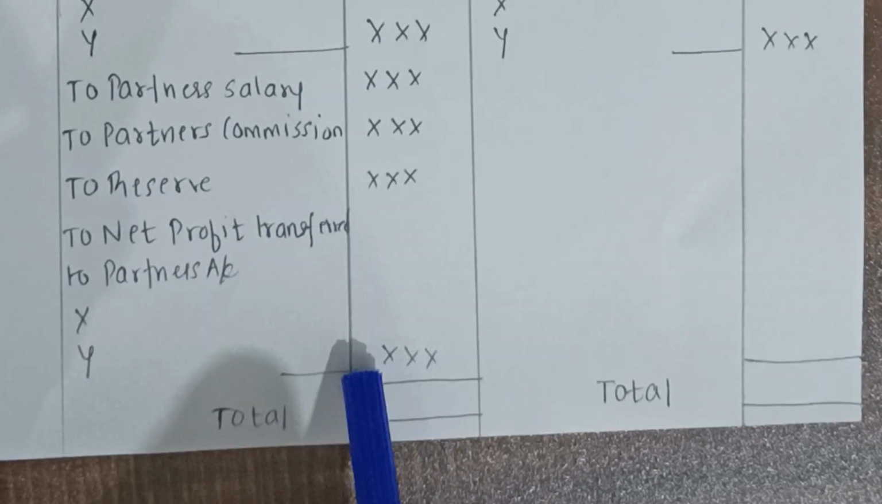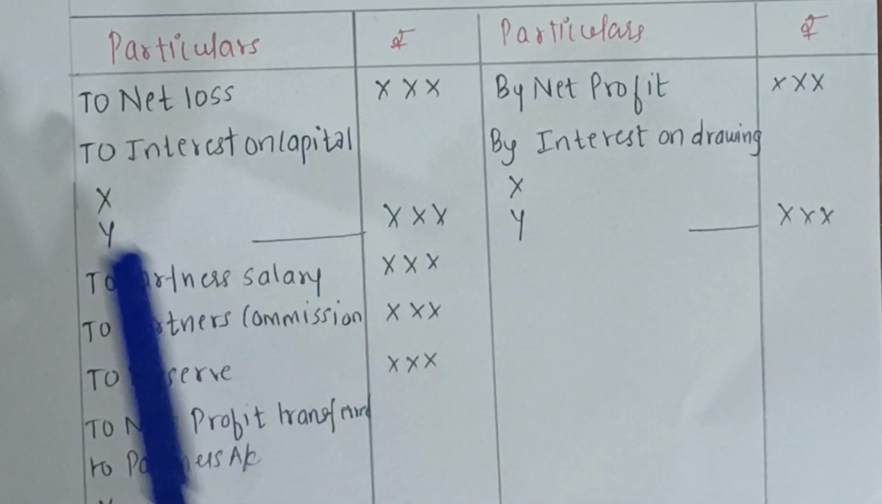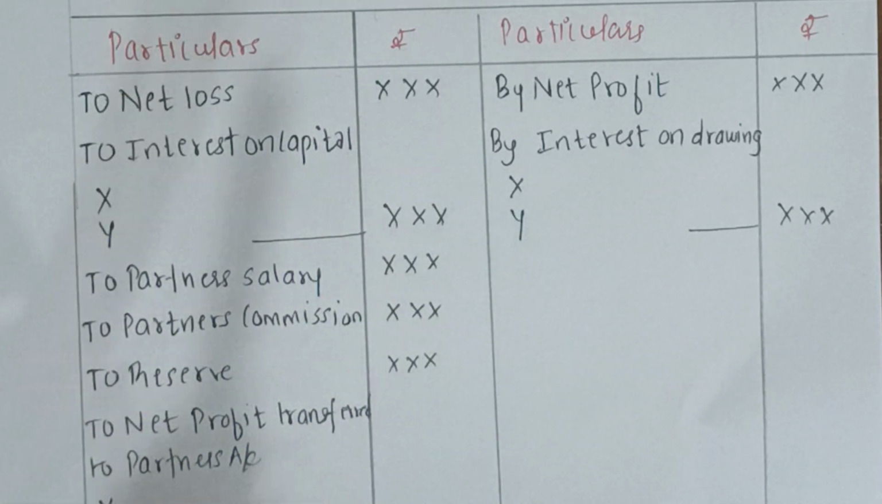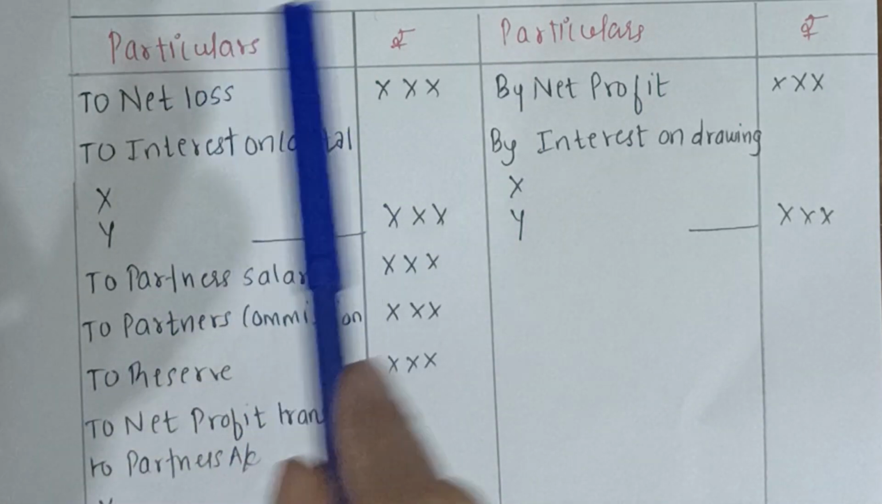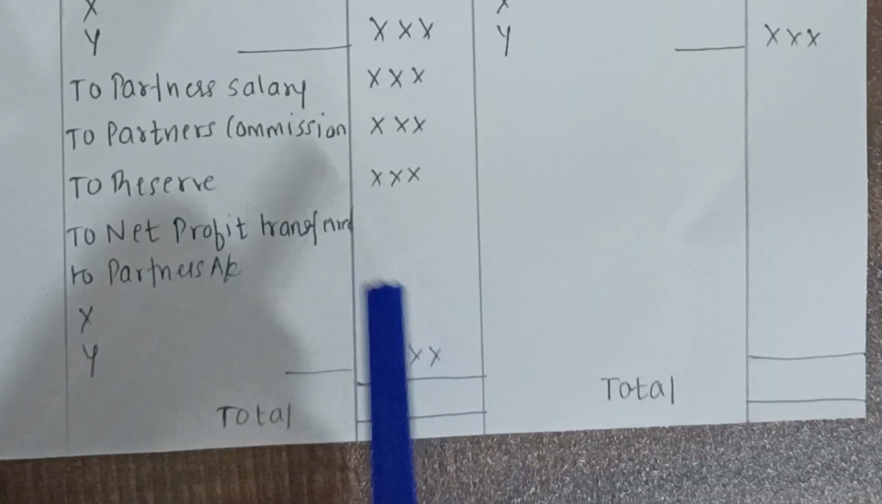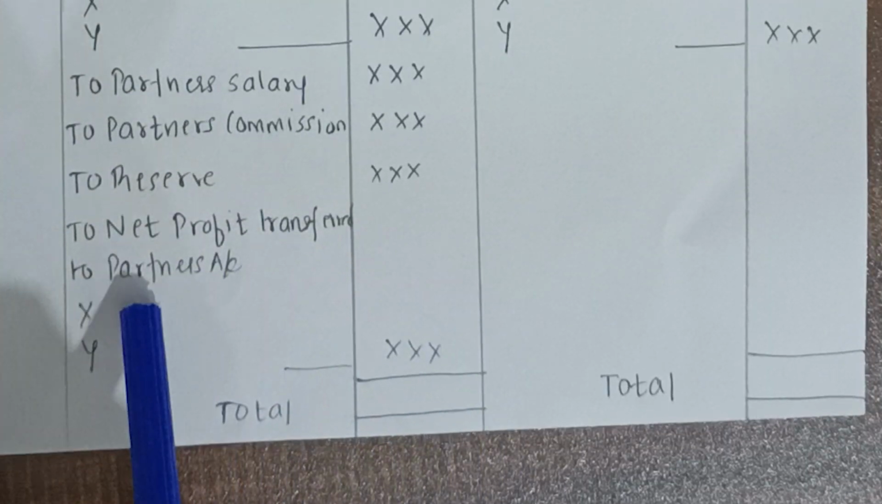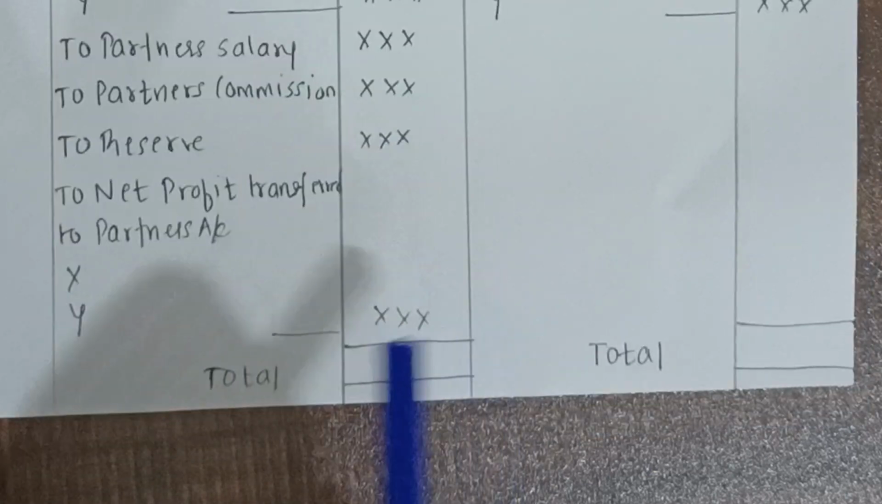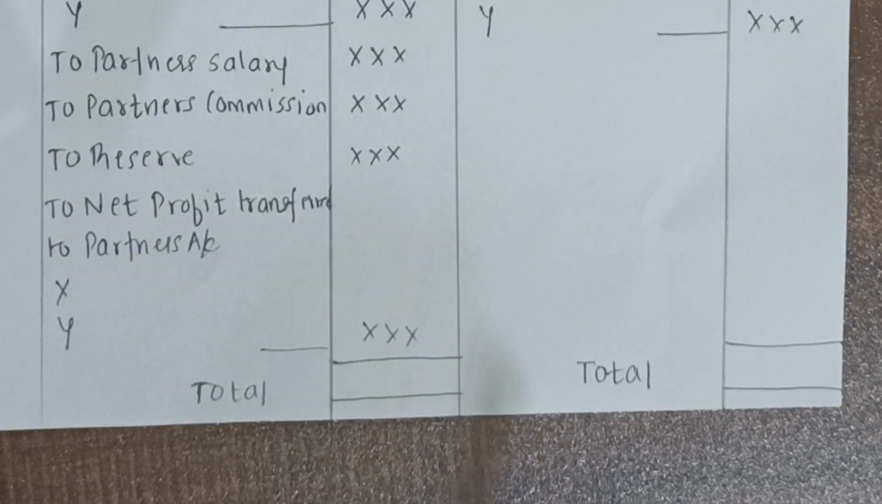And this amount, then you will be given a ratio. For example, it is written that A and B are sharing profits and losses in the ratio 2:1. Okay, so in this ratio, that is 2:1, you will divide this answer into the ratio 2:1 and the answers will come here, and by adding these answers you will get the answer over here. Okay, so this is just a format.